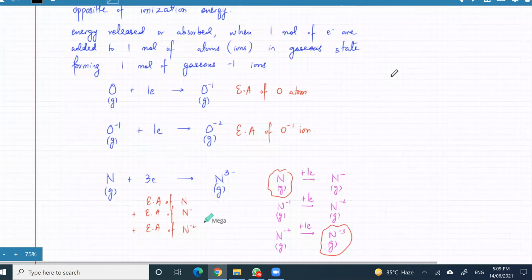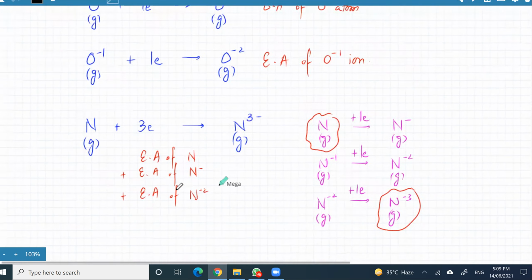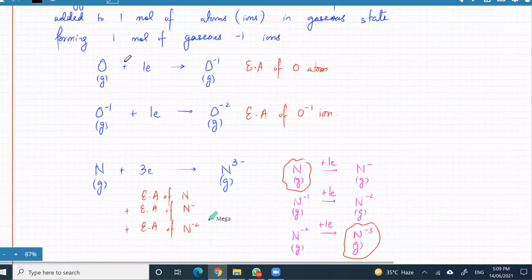So remember, whatever process we study later on, N would actually go from N to N3 minus, so you should be aware that this is 3 electron affinities. Similarly, in your reactions, oxygen wouldn't go to O-1 first, it would directly go to O-2. So that would mean the electron affinity of the oxygen atom plus the electron affinity of the oxygen -1 ion as well. Okay, is that clear? Yes, sir.